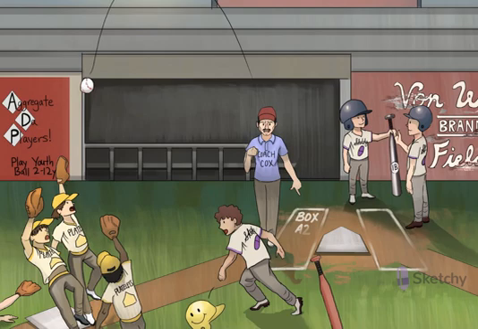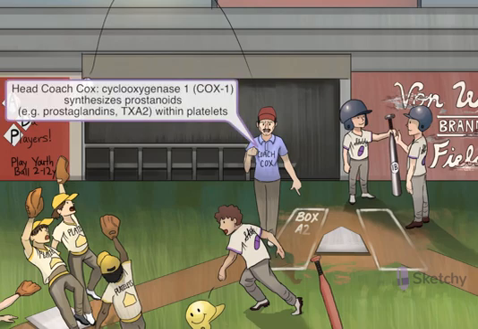It's extremely important to understand how thromboxane is synthesized because many of the antiplatelet and anti-inflammatory agents affect this pathway to some degree. So we've illustrated the thromboxane pathway here at the dugout. Thromboxane is synthesized within platelets by the enzyme cyclooxygenase, or COX, represented in this sketch by Coach Cox. Inside an activated platelet, COX initiates the synthesis of prostanoids, such as prostaglandins and thromboxane.